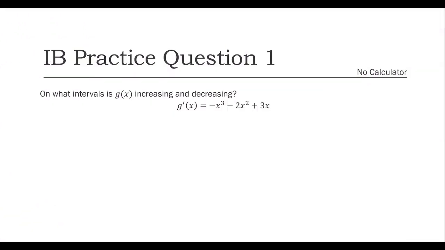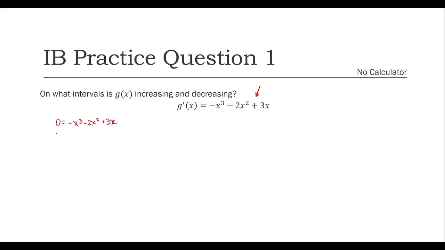So here we have our first IB practice question, which is no calculator. It says, on what intervals is g of x increasing and decreasing? So we're given our derivative, so we'll set it equal to 0. So 0 equals negative x cubed minus 2x squared plus 3x.